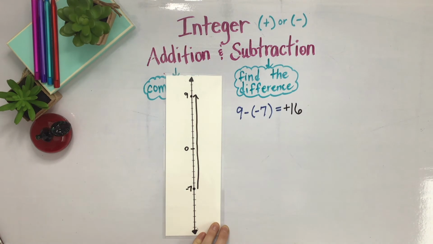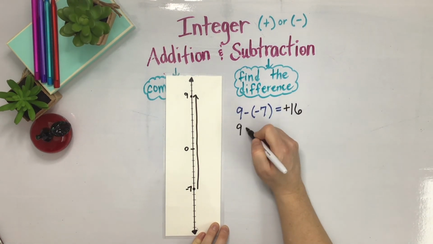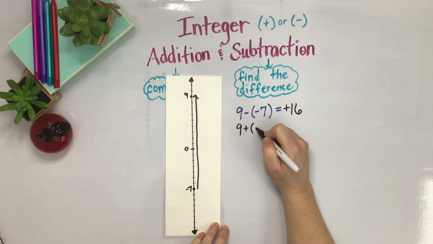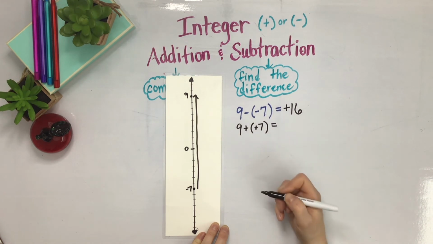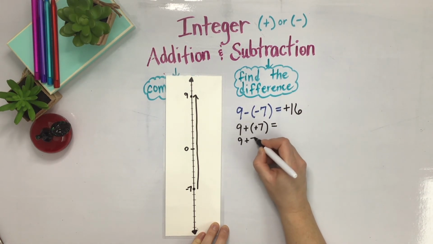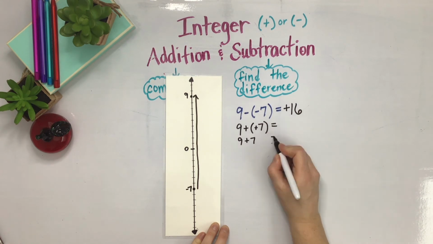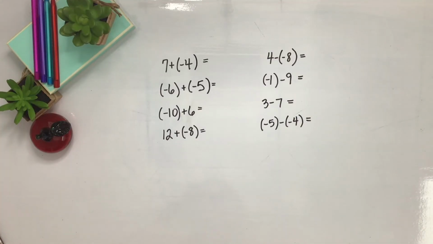If you'd like to use the add the opposite method, you'll change your question to an addition question of the opposite integer. 9 plus a +7. I could simply write this as 9 plus 7. Those two sentences mean the same thing. Either way, the answer is 16. Okay, now it's your turn. Pause the video, try these questions, and then come back to check your answers.